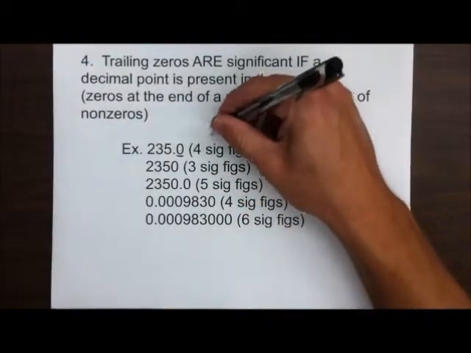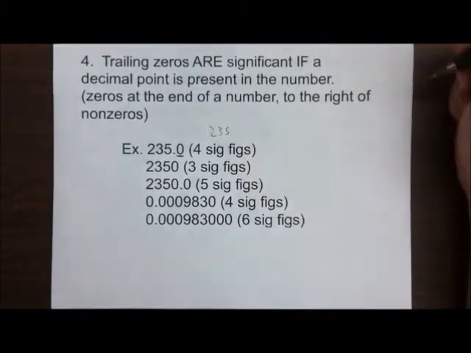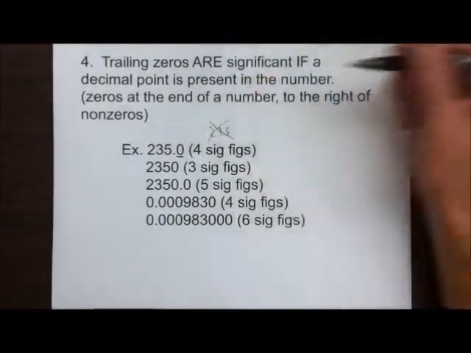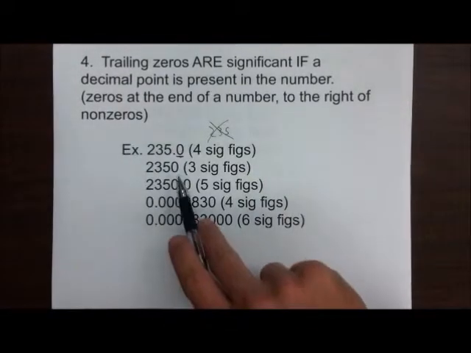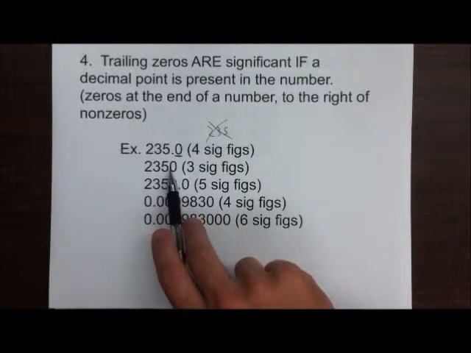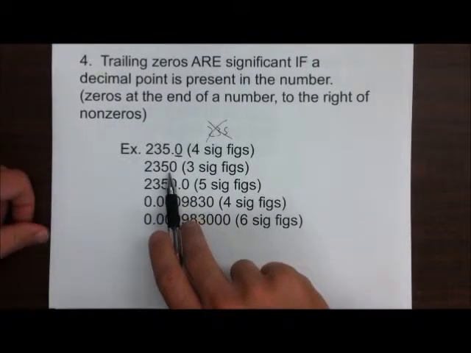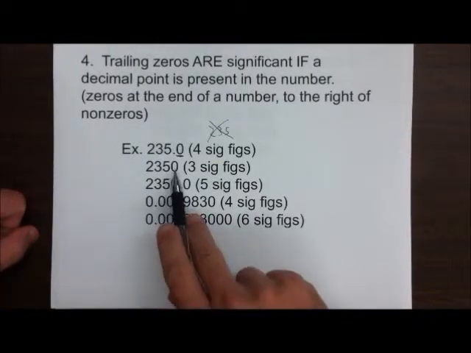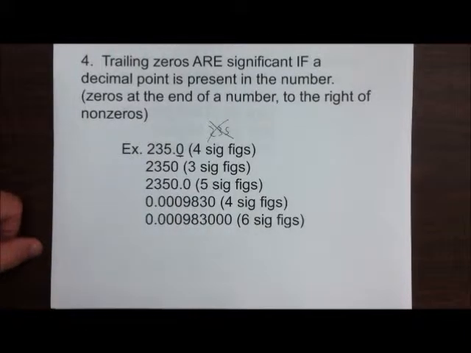235.0 is not the same as 235. Notice there's more accuracy here. That is not the same. However, when we get to this number, 2,350, notice that this is a trailing 0, but there is no decimal. When there's no decimal, this trailing 0 cannot be significant, so we would only have the first 3.